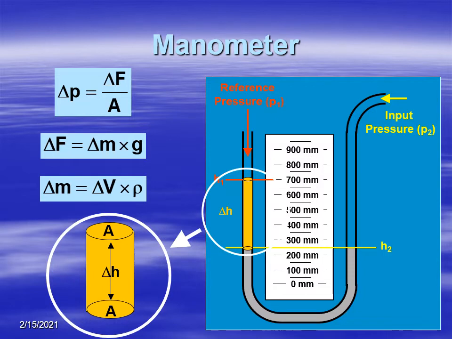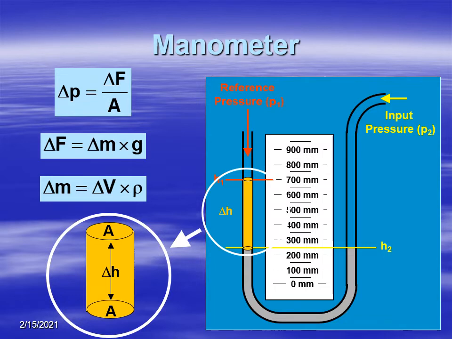This shows you a little bit closer up what we're talking about. We're looking at the area of that circle, and the height is the height difference delta H. So in our equation, a difference in pressure is equal to a difference in force divided by area.